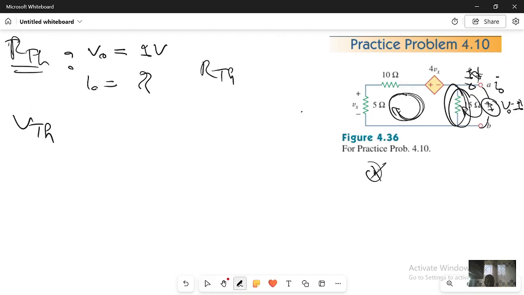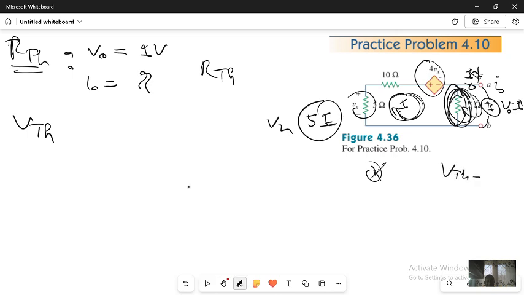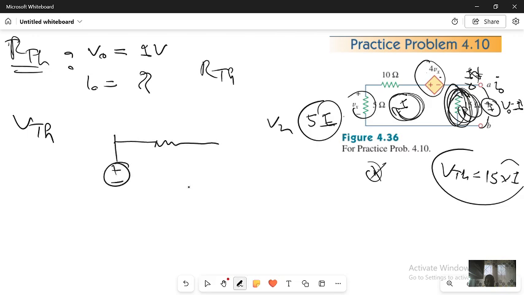When you use mesh analysis, you determine the voltage of this one. This one is going to be 4Vx. Vx is going to be equal to 5 multiplied by the current I1, so that you can determine the voltage VTh. VTh is going to be equal to this 15 multiplied by the current, Ohm's law. So if you already found the voltage and the current, our circuit is going to be VTh and RTh like this one. So we see the case when there is a dependent source and when there is no independent source.